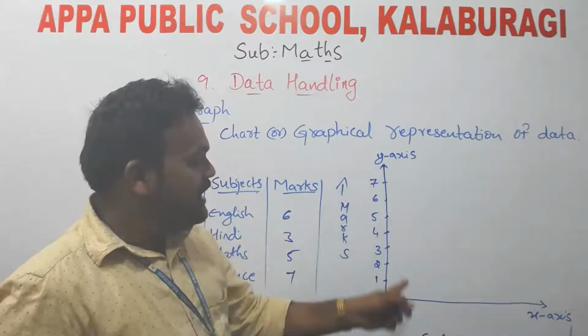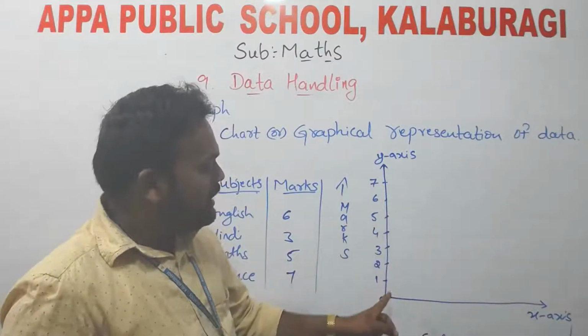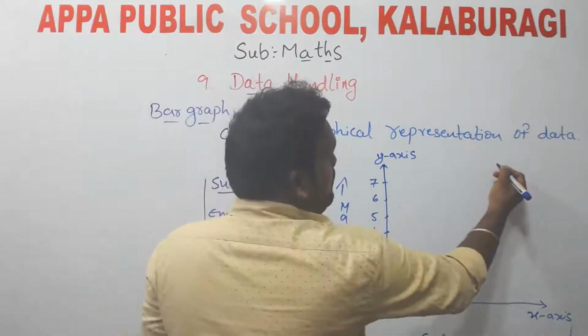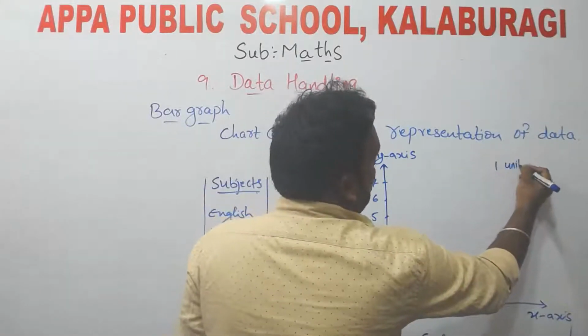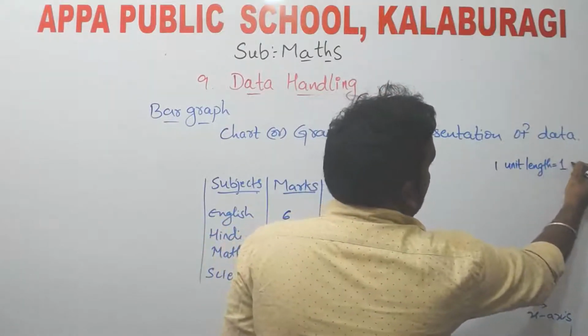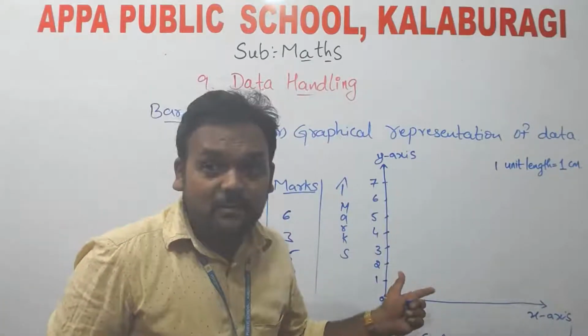Here, I have taken 1 unit length equal to how many centimeters? I have taken 1 unit length equal to 1 centimeter. You should write this in the corner: 1 unit length is equal to 1 centimeter. I took 1 centimeter here.